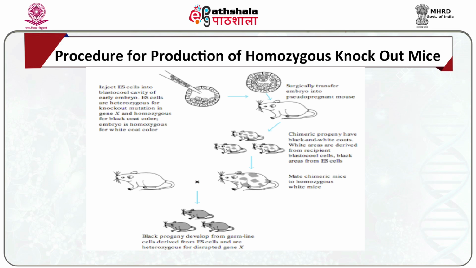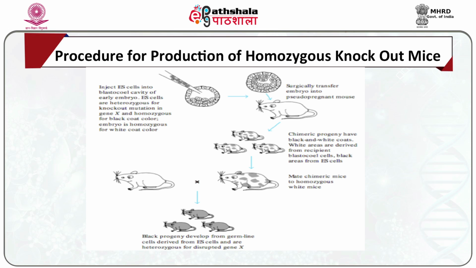The transgenic offspring developed by this process is chimeric, as it is composed of cells that are derived from the genetically altered embryonic stem cells or from the normal cells of the host blastocyst. If germline cells are derived from the recombinant embryonic stem cells, the alteration will be passed on to the next generation.